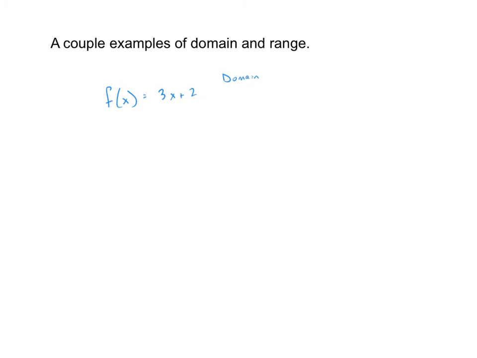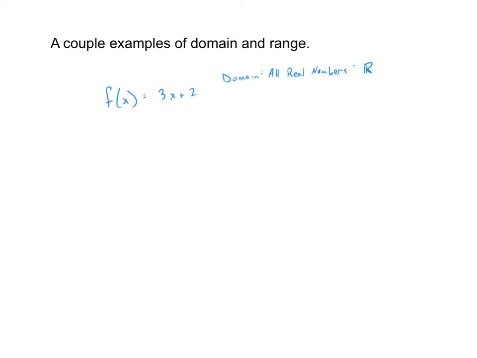weird decimal numbers? And the answer is there's nothing that wouldn't work there. So for this one, we say the domain, because there's nothing that doesn't work, that means everything works. So we say that the domain is all real numbers. And you can abbreviate that by making a fancy looking R that looks like that. That's my fancy looking R. It's shorthand for all real numbers.